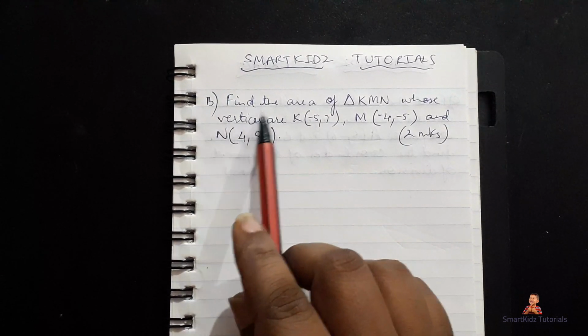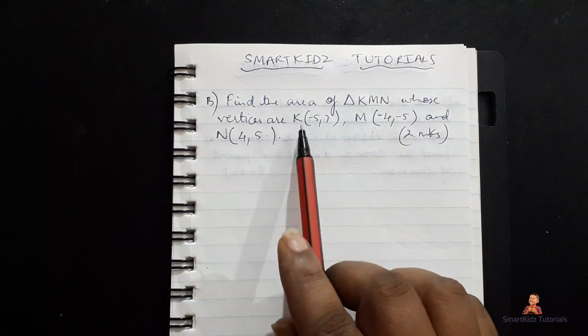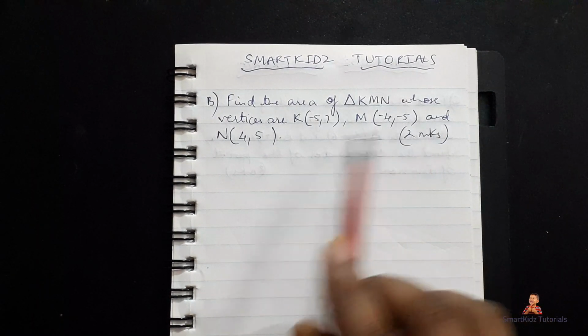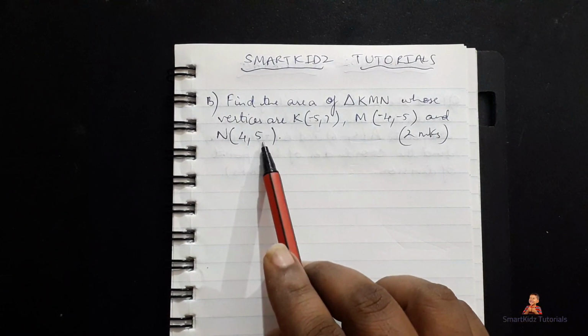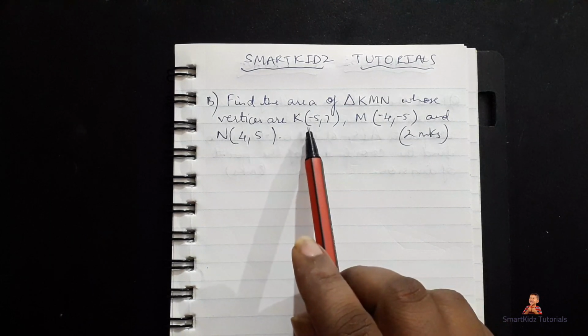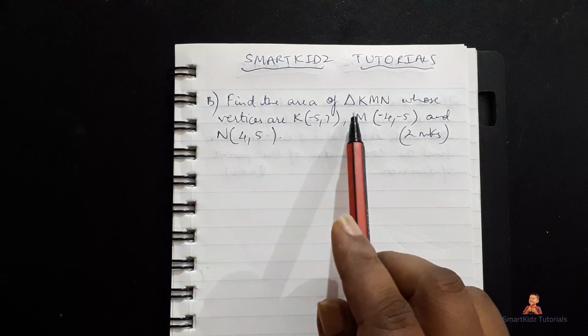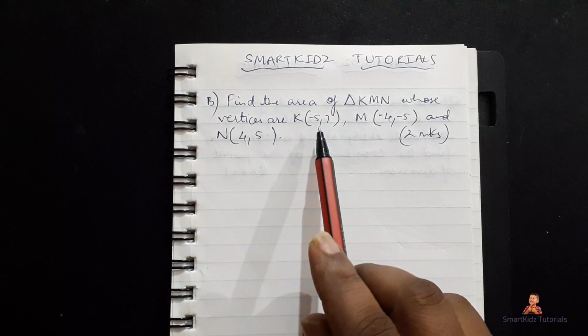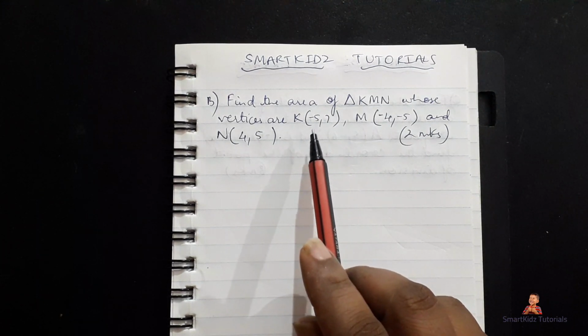Question 3b says find the area of triangle KMN whose vertices are K (-5, 7), M (-4, -5) and N (4, 5). So this is a straightforward question where we are asked to find the area of a triangle whose vertices are given. We have a formula for that, and that formula is what we need to use over here.